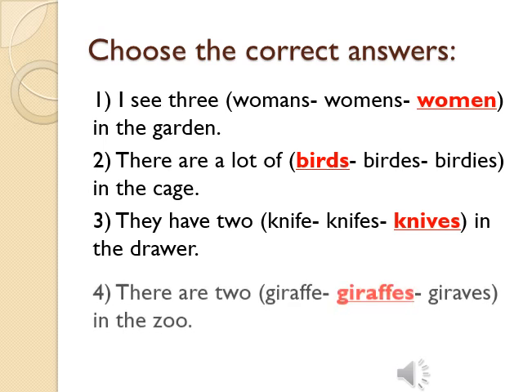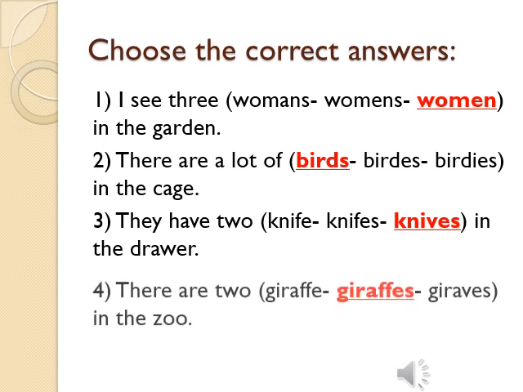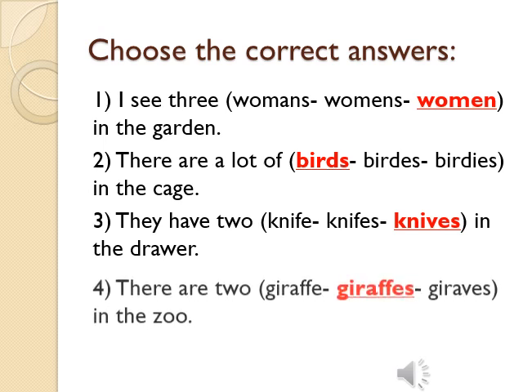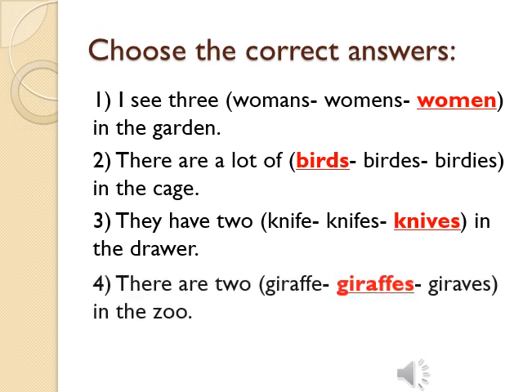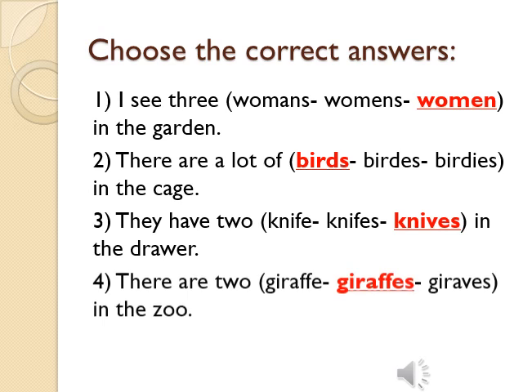Number 4, there are 2 giraffes in the zoo. I will not choose "giraffe" because it means only one. I will not choose "giraffes" with ves. I will choose "giraffes" with s only.